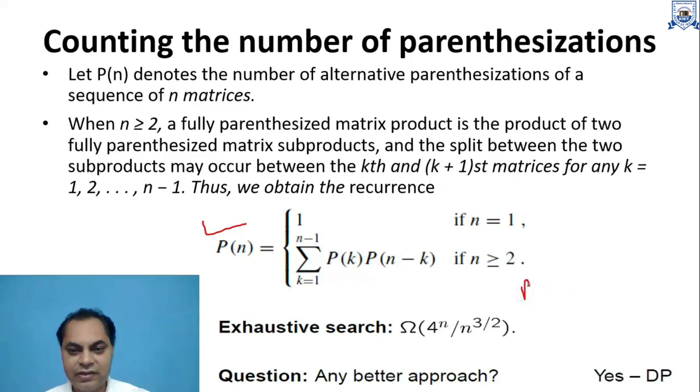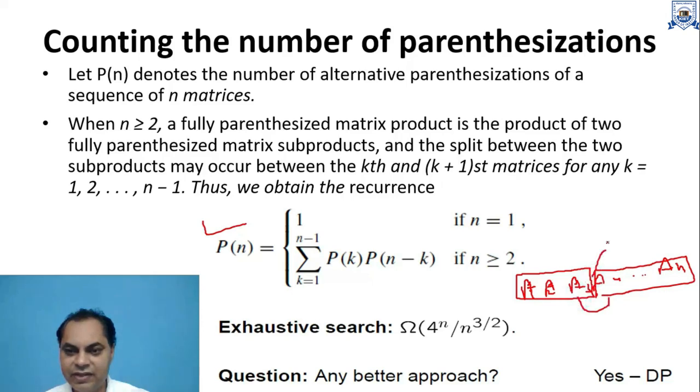So what is k? Let's say we have A1, A2, A3, A4 up to An. So let's say we multiply A1, A2, A3 first, then A4 to An, and then multiply those two. In this case, the value of k is 3.